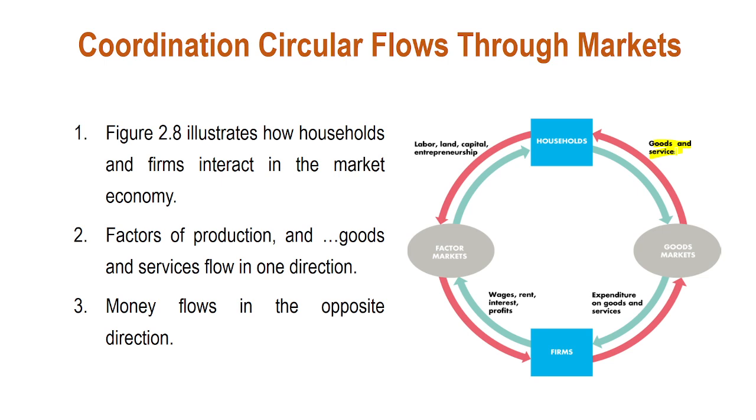The next flow belongs to the factors of production, which are land, labor, and capital. Here, the factors of production are the next flow.